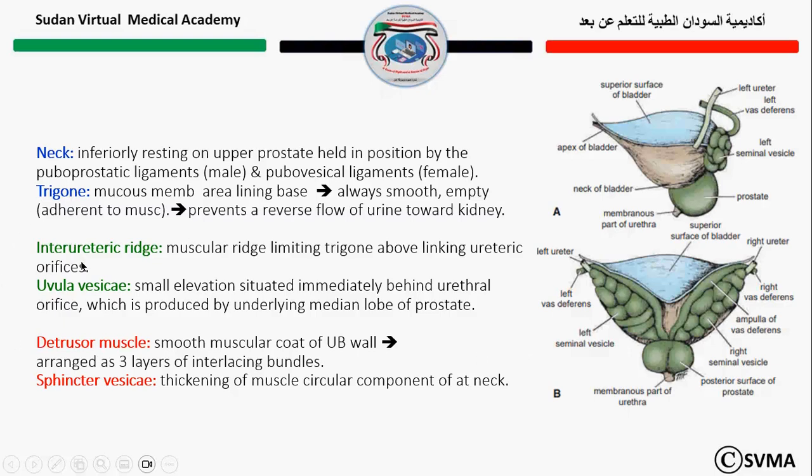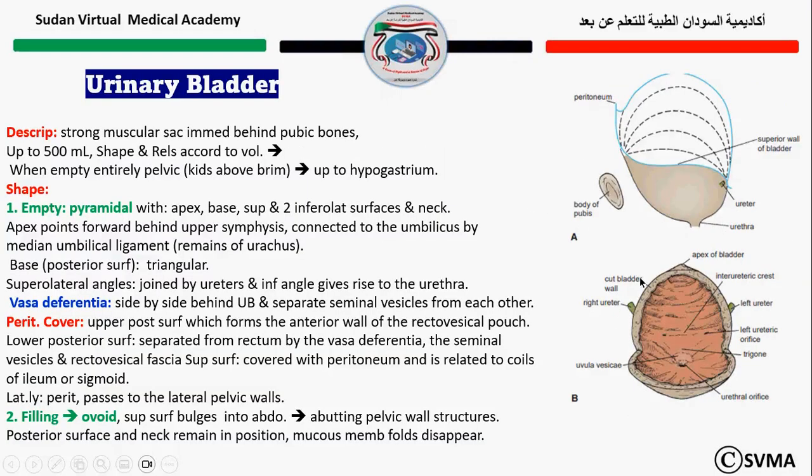The trigone, the interureteric ridge, the uvula vesicae, the detrusor muscle, and the sphincter vesicae. These are six structures you need to know, including the neck and the trigone. The neck, we said, is this part of the bladder called the neck, the part just before the urethra.